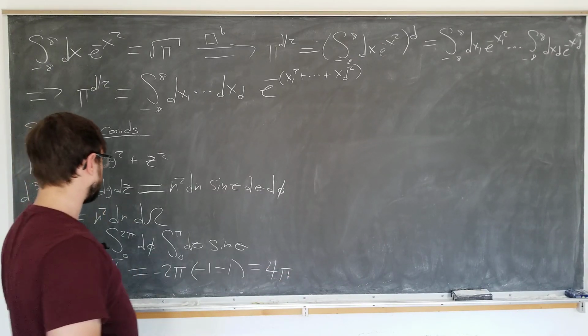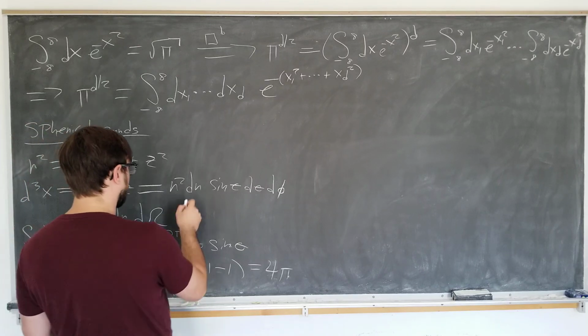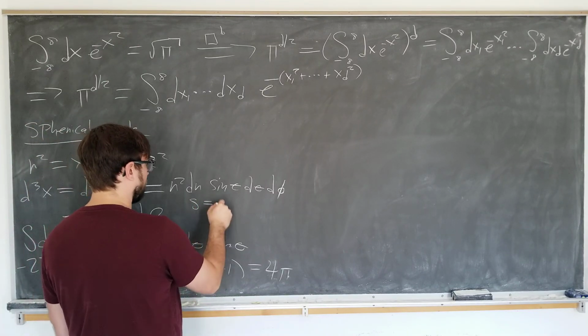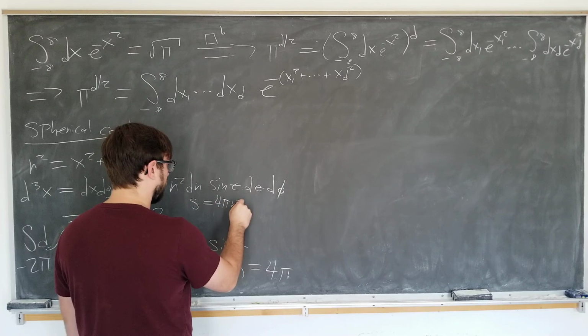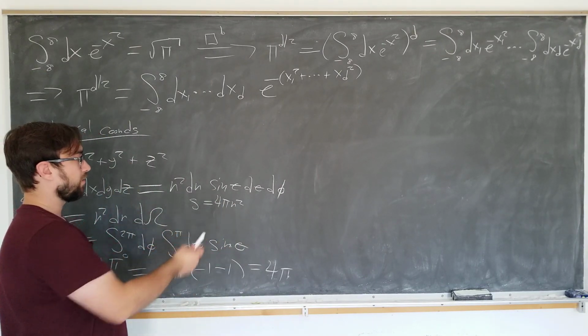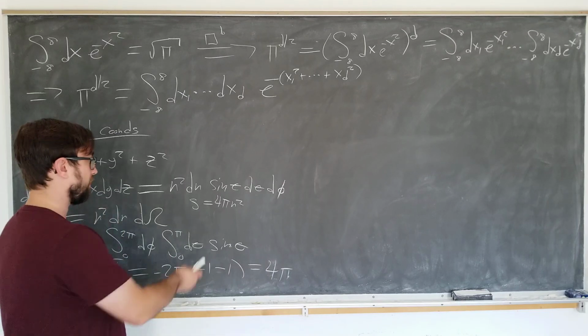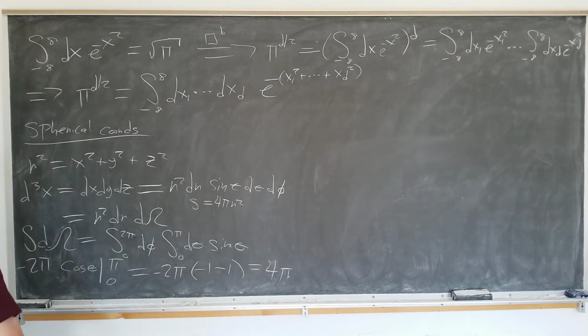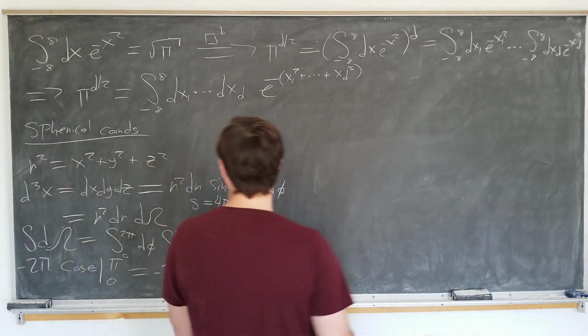So we have the surface area here. Surface area is equal to 4 pi r squared. Putting back the r's tells you that the surface area for an ordinary sphere, or a d equals 3 sphere, is 4 pi r squared. And we just want to do the same thing in d dimensions, basically.